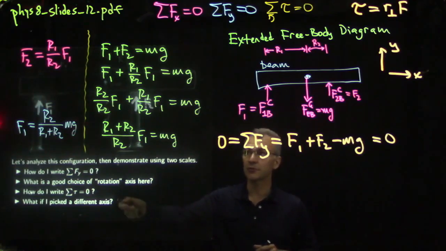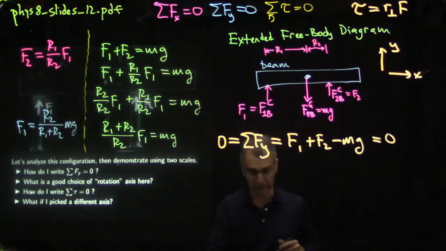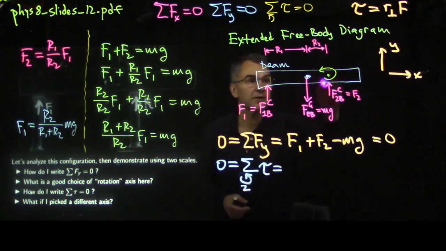One way to eliminate F2 is to make the pivot go through F2. Let's see what happens if we make the pivot go through F2. So let's pivot about a point through which the line of action for F2 passes. So I've drawn my pivot here, just to the right of the center of mass by a distance R2.